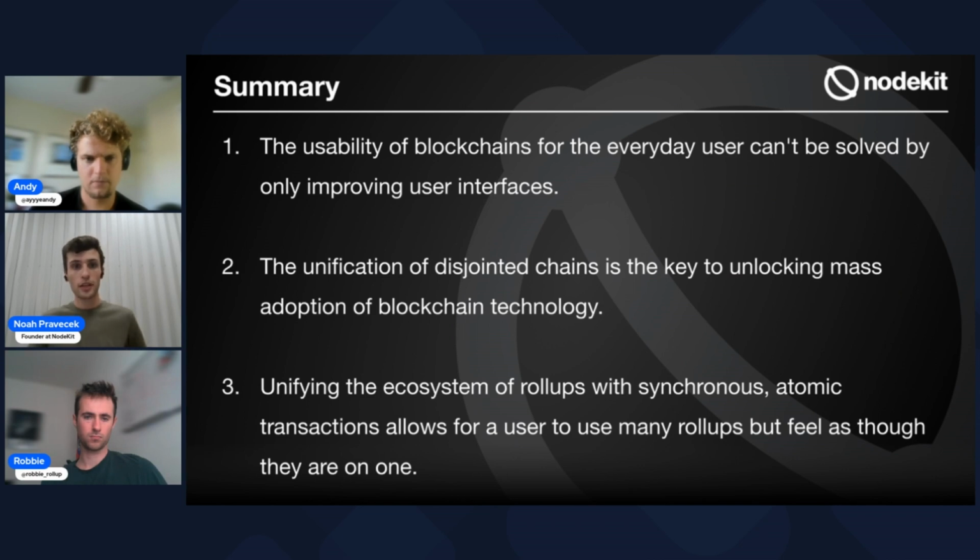So in summary, we think that the usability of blockchains in general can't just be solved by only doing front-end stuff. Front-end needs to change and the back-end needs to change. The unification of all these disjointed chains is really a big key unlock for user adoption. And we think that overall ecosystems need to be more interconnected. Divided ecosystems aren't going to be the thing that brings us towards this next million or next billion users. We think the more interconnected these ecosystems can be, the better the UX can be, and the more users will end up using it.